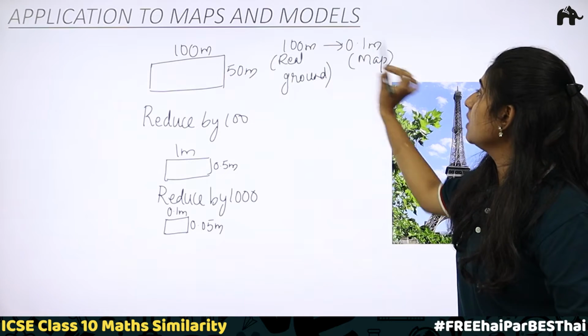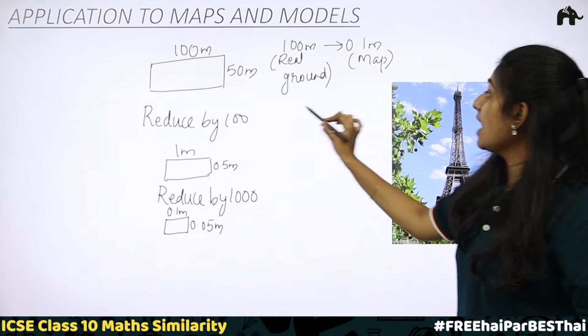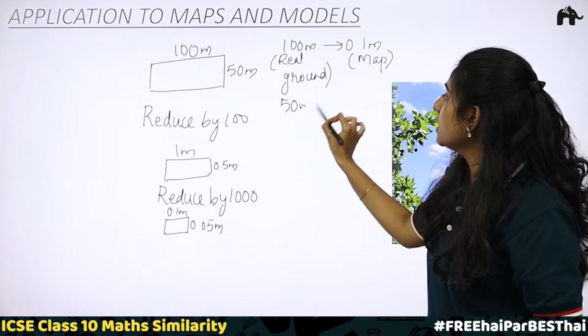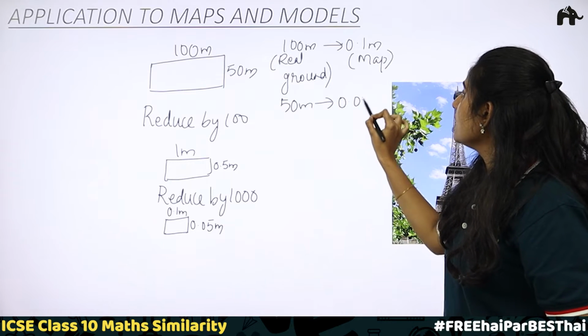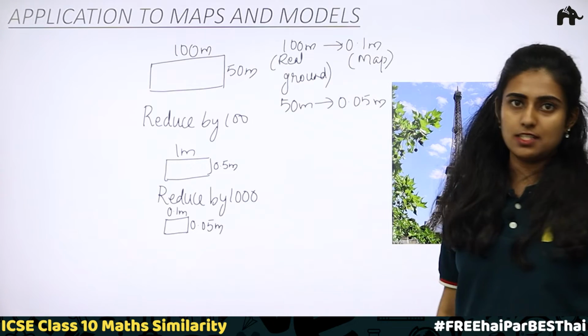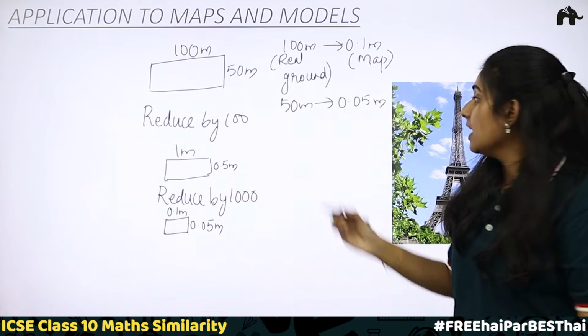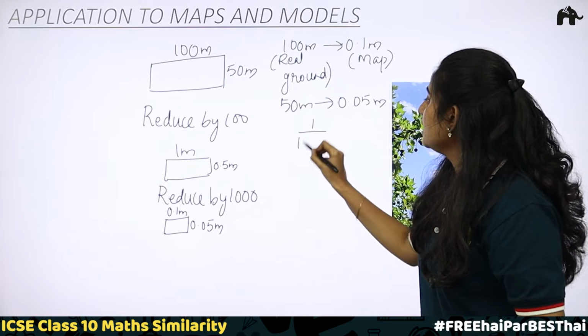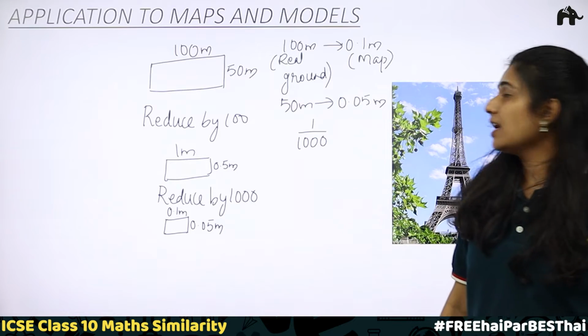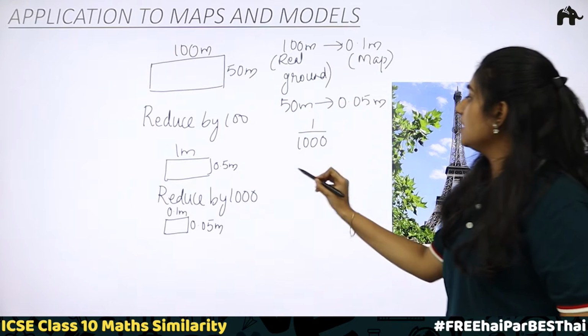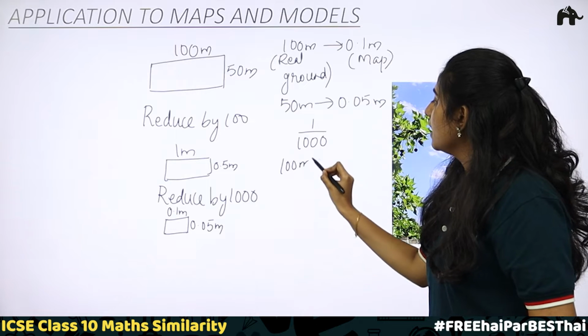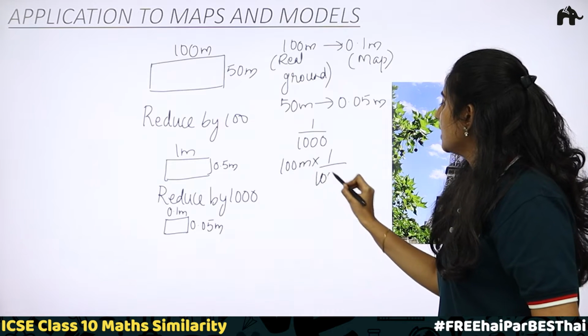When 100 meter is reduced to 0.1 meter, we have reduced 50 meter to 0.05 meter. Now there is a factor in which the reduction has happened. Yes, here the factor is 1 by 1000. 1 by 1000 is the factor. That is 100 meter into 1 by 1000.